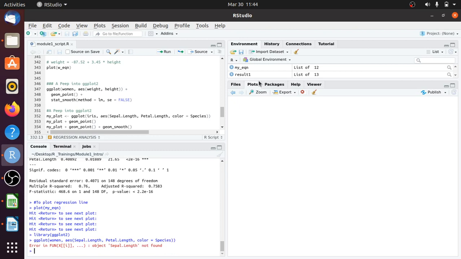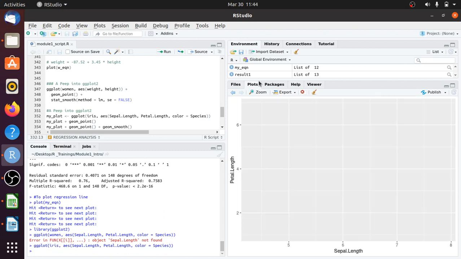Object separ dot length not found. Okay, oh, I look at it. I was using women instead of iris. I was using women instead of iris. So it's looking for another data set.